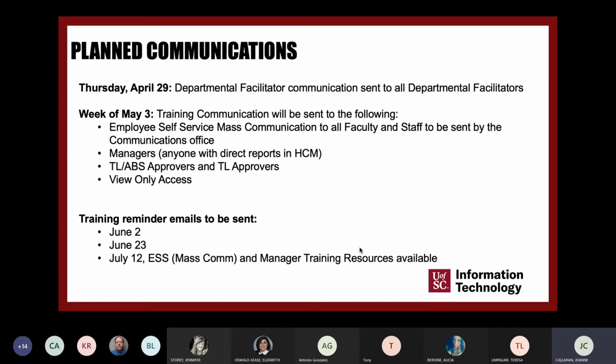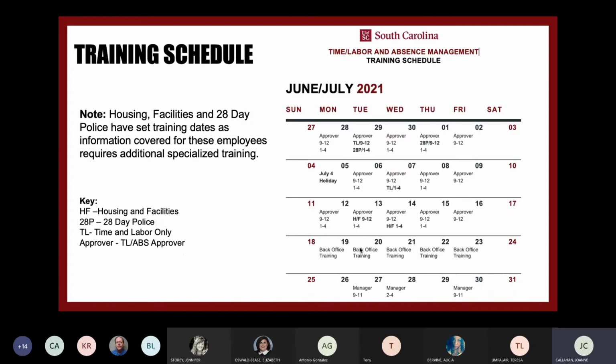Training reminders, we're going to be sending reminders on June 2nd and June 23rd, and then on June 12th, we're going to have all of the ESS and manager training resources available, so we'll be sending out a mass communication regarding that for the ESS side, and then a targeted email to managers. For TL ABS, our plan is to have all of the resources, all the job aids that you will need, available just before your classes start. I believe that first date is June 28th. So they should be up and ready to go then.